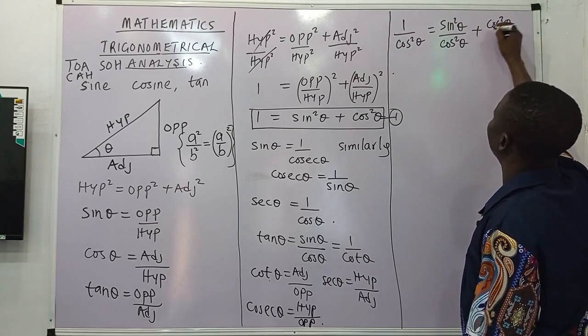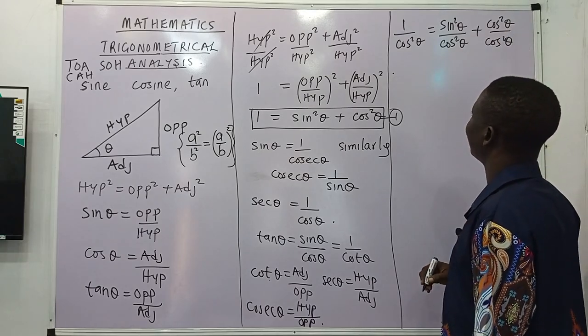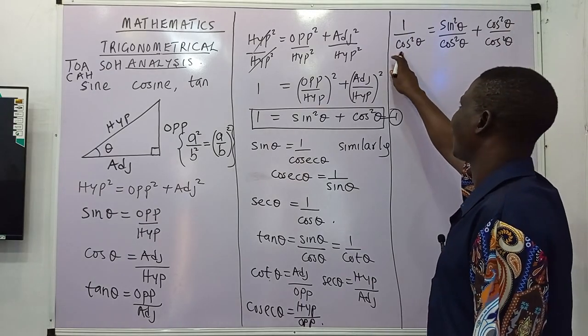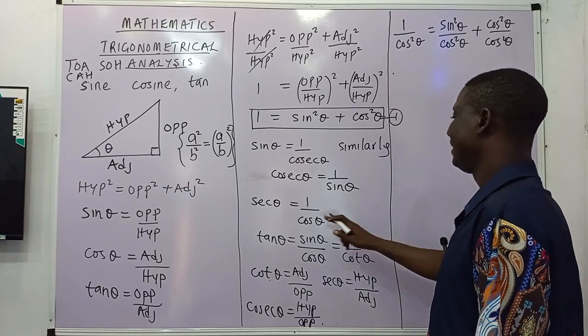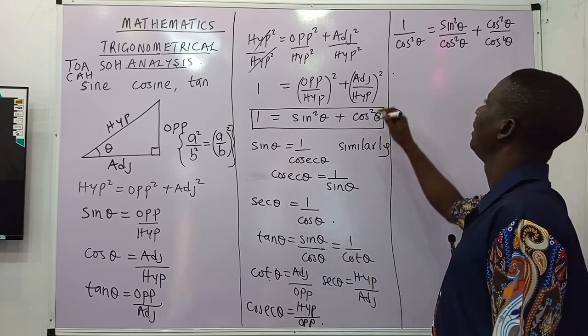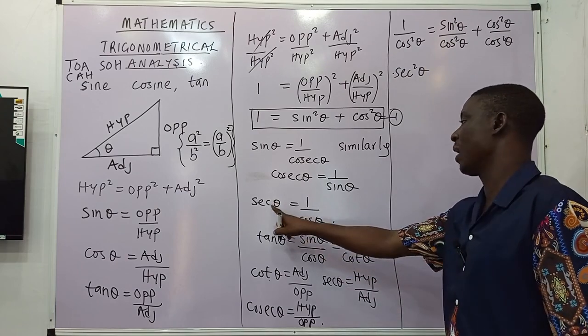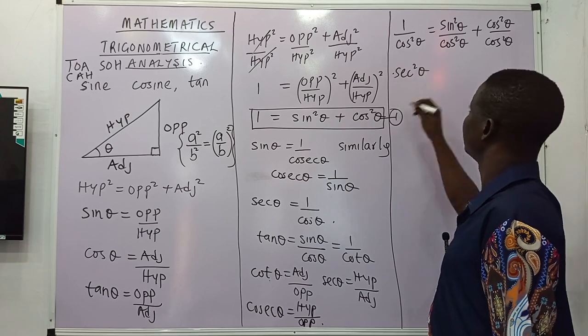Cos square theta over cos square theta over cos square theta. What do we have? 1 over cos square theta is going to be sec square theta. If sec theta is equal to 1 over cos theta, that means this one is sec square theta, because if you square both sides, this is what we are going to have.